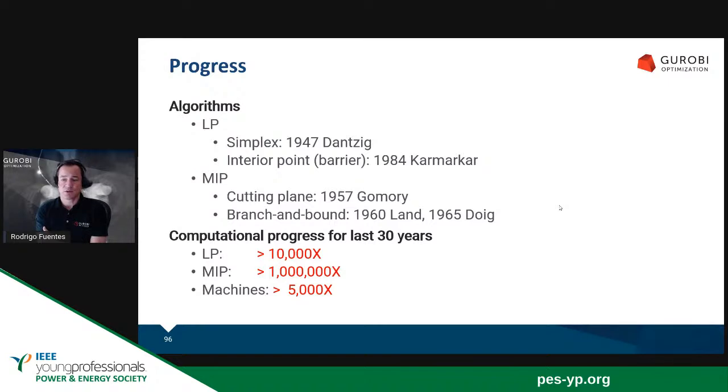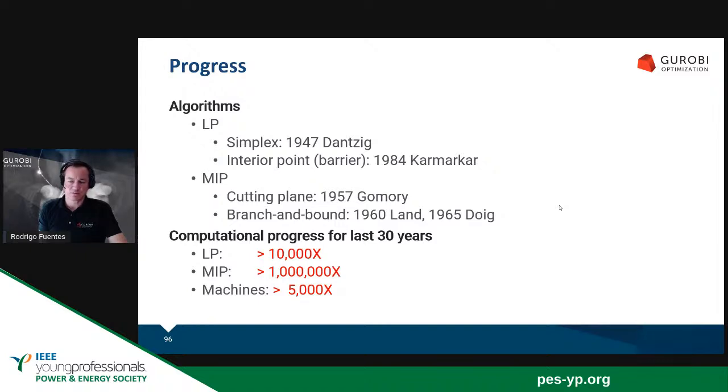From the 50s, well, almost the 60s, the cutting plane and branch and bound techniques were known. But what happened back then was that we didn't have the sophistication in computer hardware that we have nowadays.